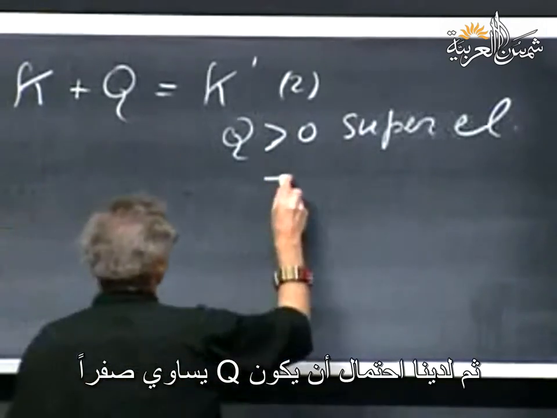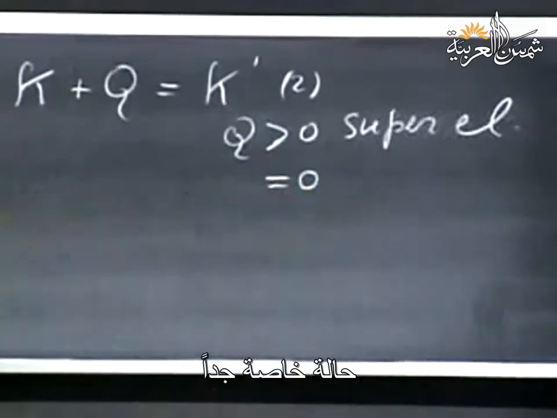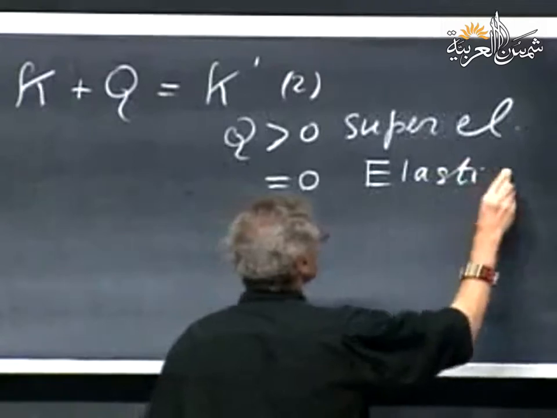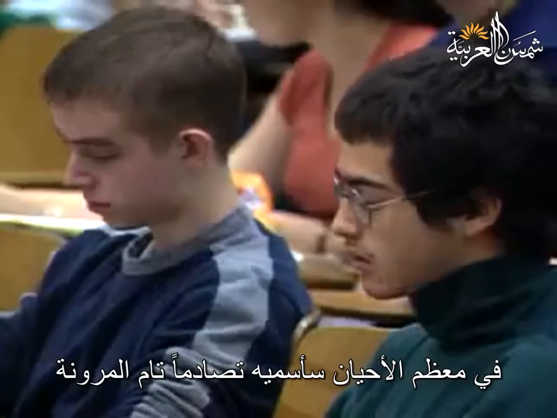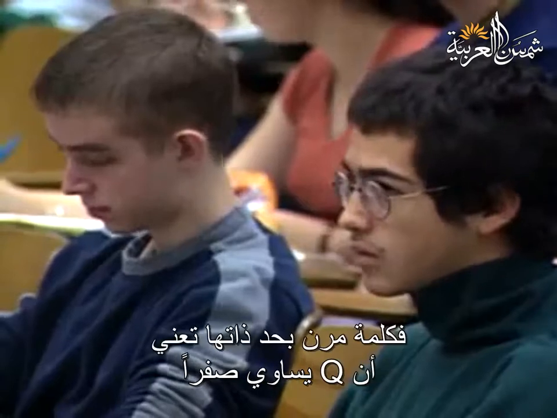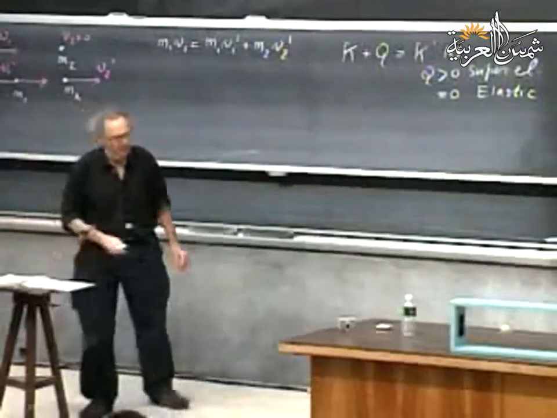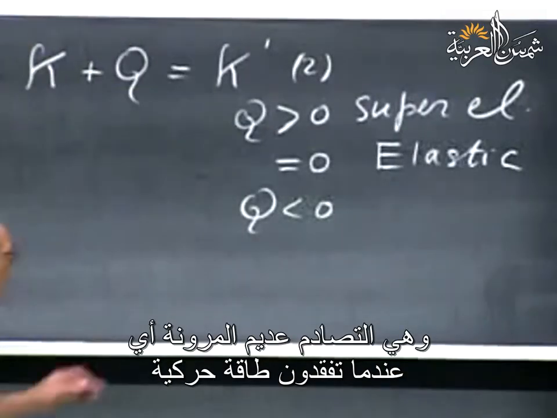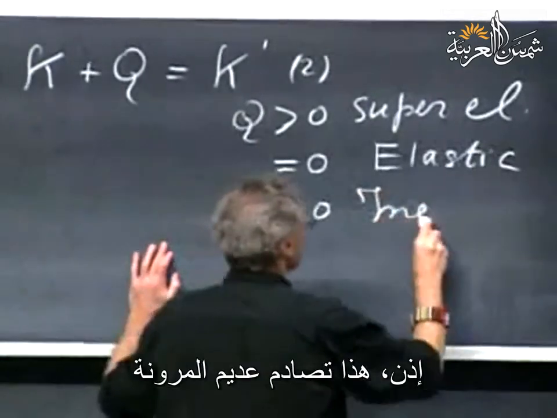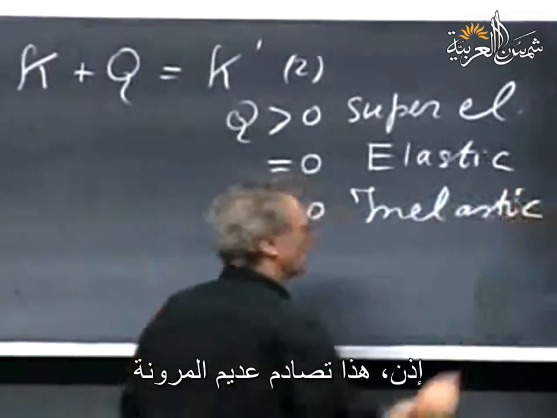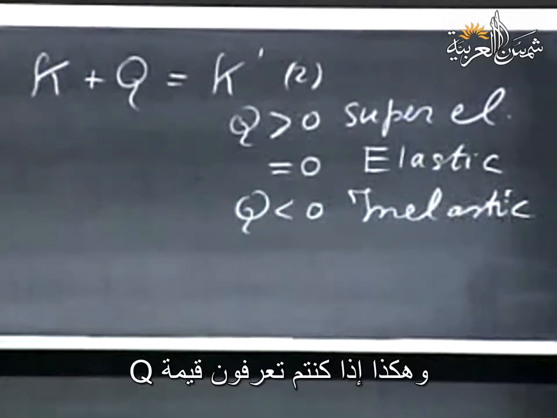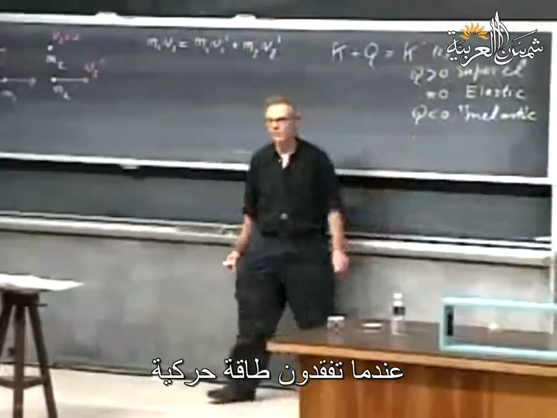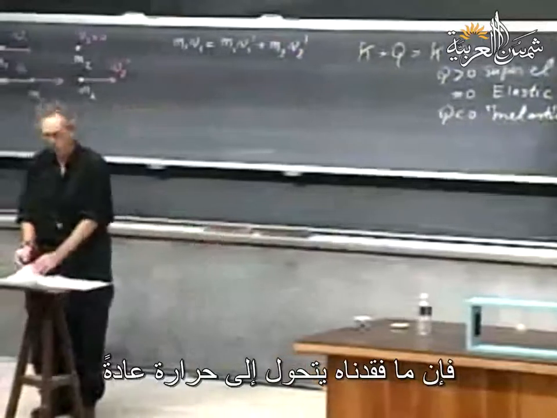And then there is a possibility that Q equals 0. Very special case. We will deal with that today. And we call that an elastic collision. I will often call it a completely elastic collision, which is really not necessary. Elastic itself already means Q is 0. And then there is a case, of which we have seen several examples last time, of inelastic collisions, when you lose kinetic energy. So this is an inelastic collision. And so if you know what Q is, then you can solve these equations. Whenever Q is less than 0, whenever you lose kinetic energy, the loss in general goes into heat.